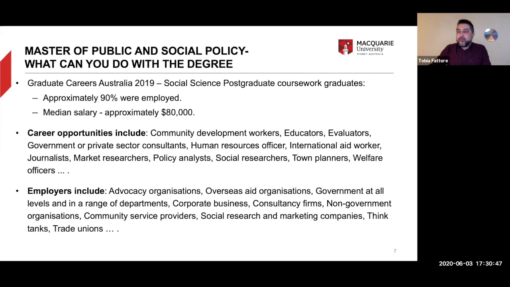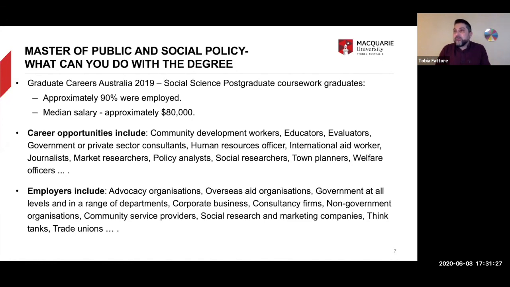Now, career opportunities for our graduates are very diverse, and they include a whole range of things like working in community development, as an educator, as an evaluator, working for the government or the private sector as a consultant, working in human resources, doing international aid work, working as a journalist, working in market or social research, as well as things like being a policy analyst or a town planner or a welfare officer. There's a whole range of positions which our graduates are working in as a result of undertaking the degree.